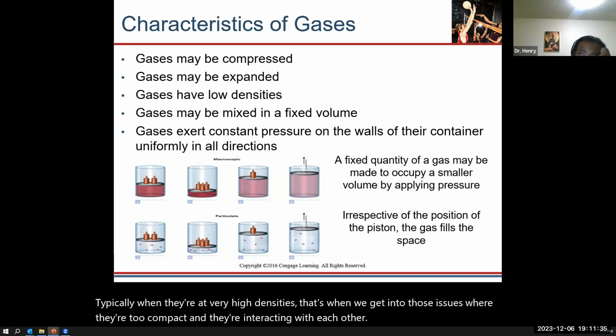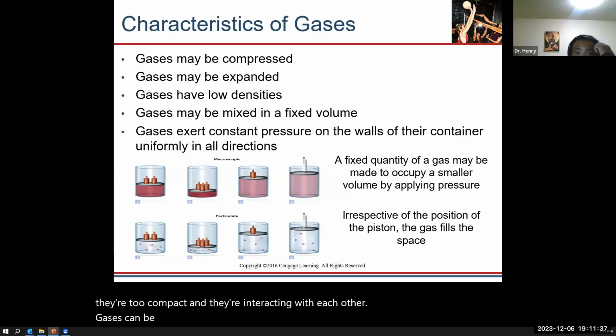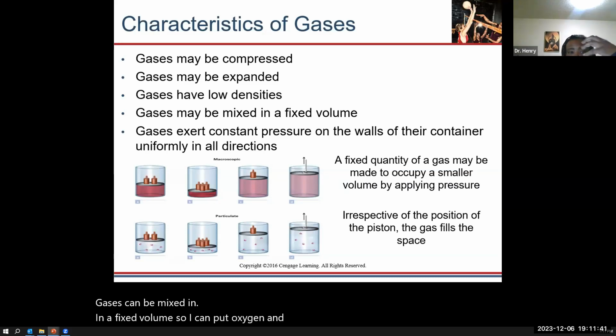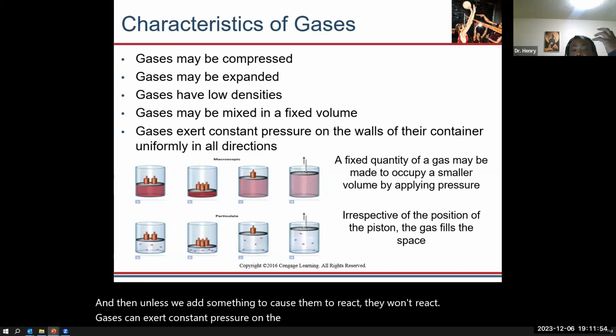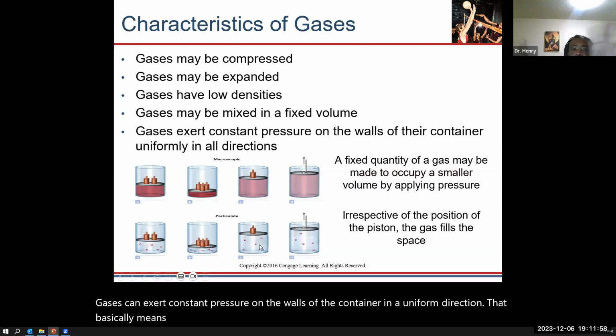Gases can be mixed in a fixed volume. So I can put oxygen and hydrogen in the same vessel, and then unless we add something to cause them to react, they won't react. Gases can exert constant pressure on the walls of the container in a uniform direction. That basically means that these gas particles, they're pushing against the walls even, right, in all directions.